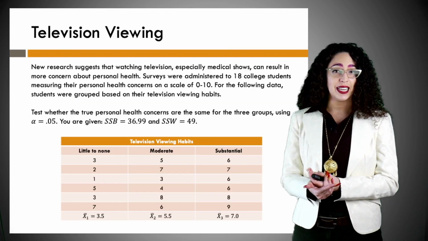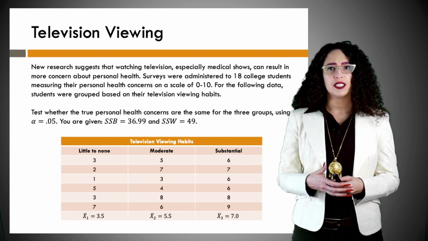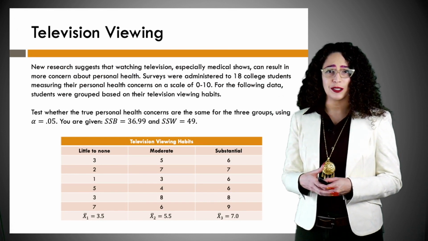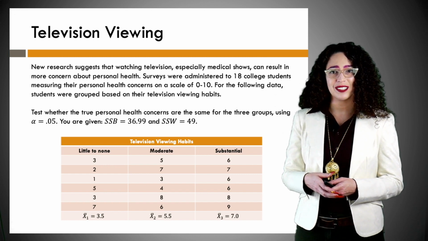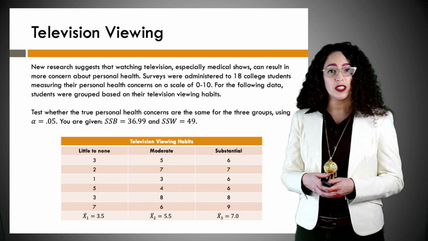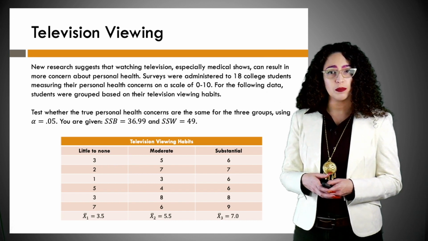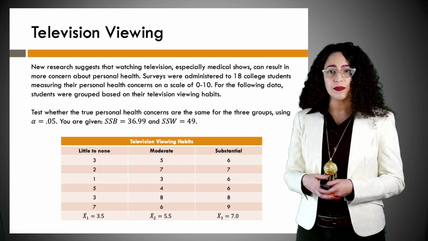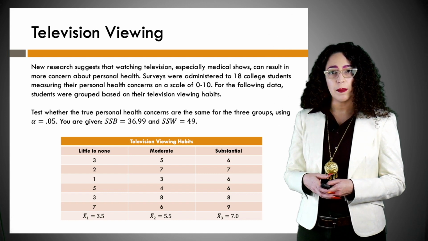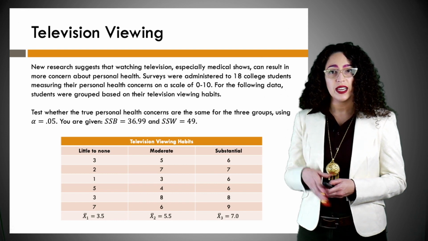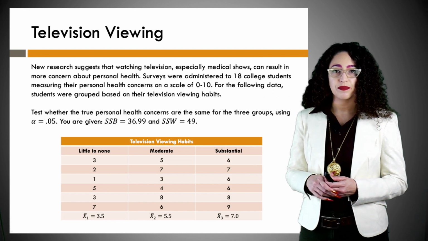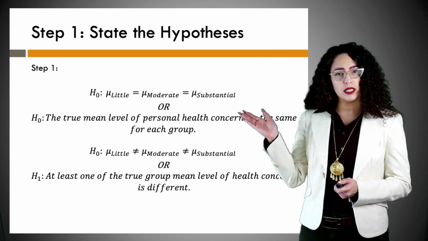Practice! Television viewing. New research suggests that watching television, especially medical shows, can result in more concerns about personal health. Surveys were administered to 18 college students, measuring their personal health concerns on a scale of 0 to 10. For the following data, students were grouped based on their television viewing habits. Test whether the personal health concerns are the same for the 3 groups using 0.05, and we are given this information. Let's go. Step 1, state the hypotheses.